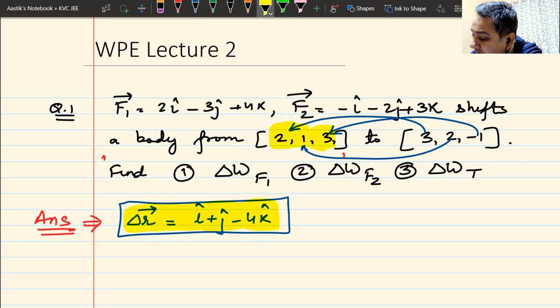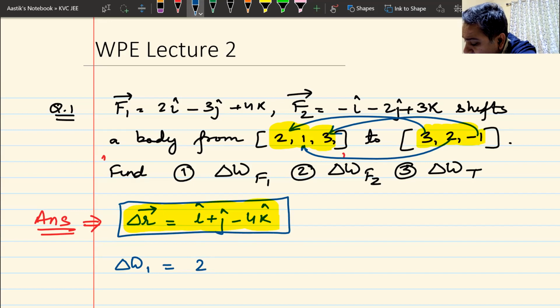Did we all get this answer? Yes or no? Can I have some raise hand? We got this answer for the displacement. Great. This is the displacement. Now you can go ahead and find the work done by the force F1. I will write it as work done by 1. Work done by 1 will be F1 dot displacement. F1 is 2i minus 3j plus 4k. It has to be dotted.